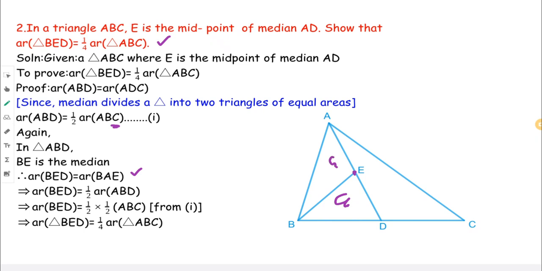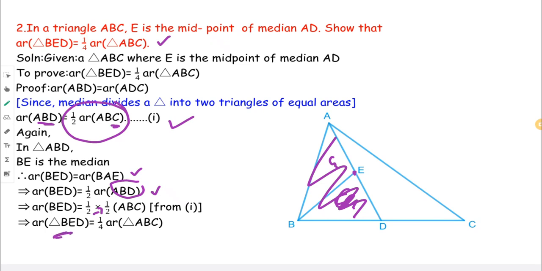Now, can I write the area of triangle BED as half times the whole triangle ABD? But from equation 1, ABD is half times the area of triangle ABC. So I'm substituting, in place of area of triangle ABD, half times the area of triangle ABC. Then when you multiply 2 by 2, you get 4. So we get area of triangle BED equals 1/4 times the area of triangle ABC, which is our proof.